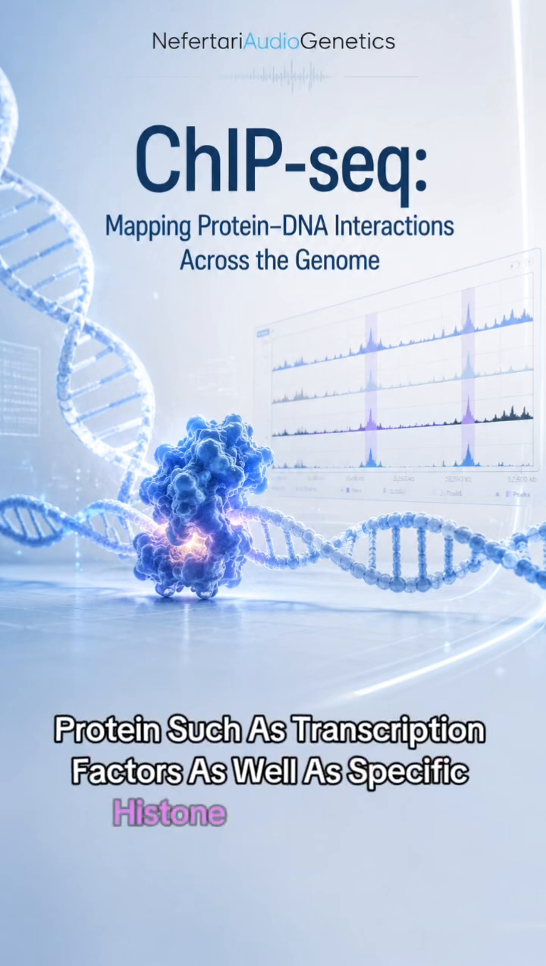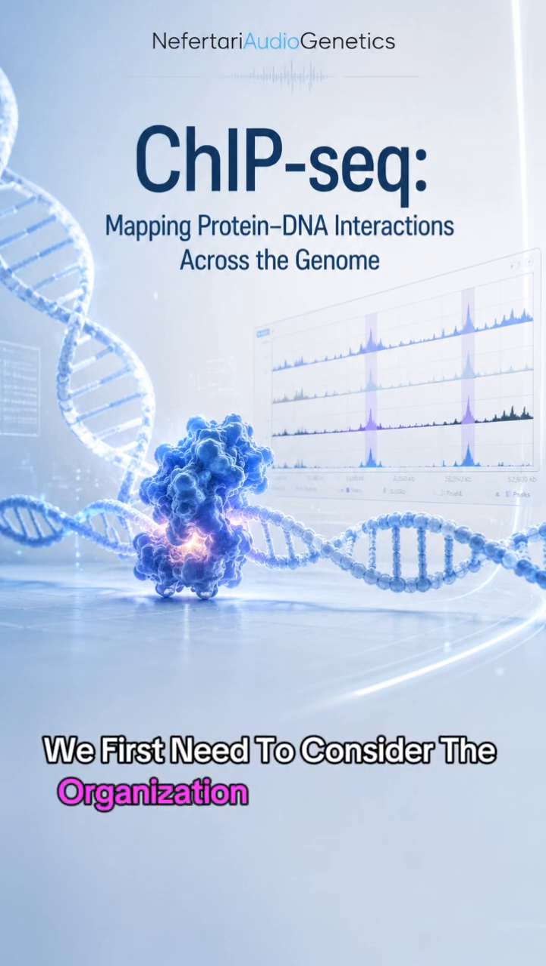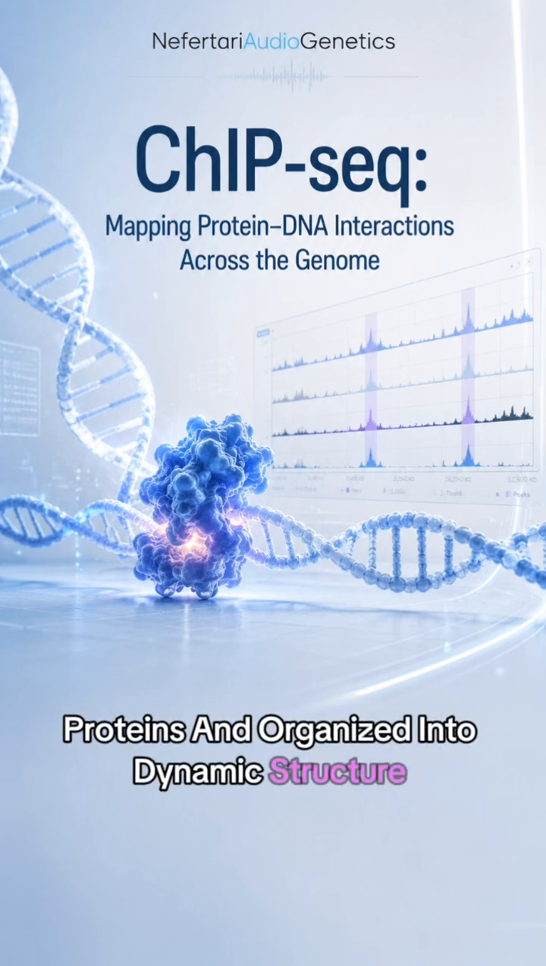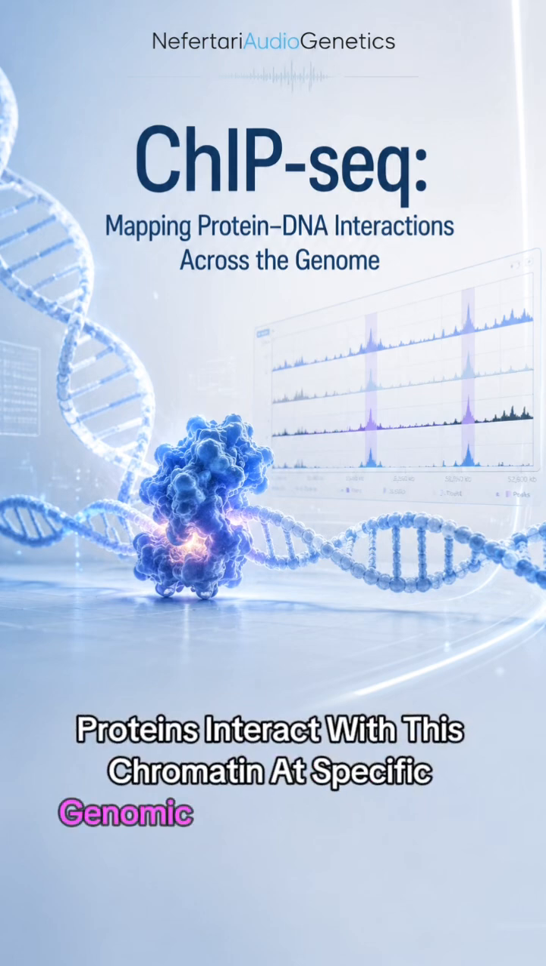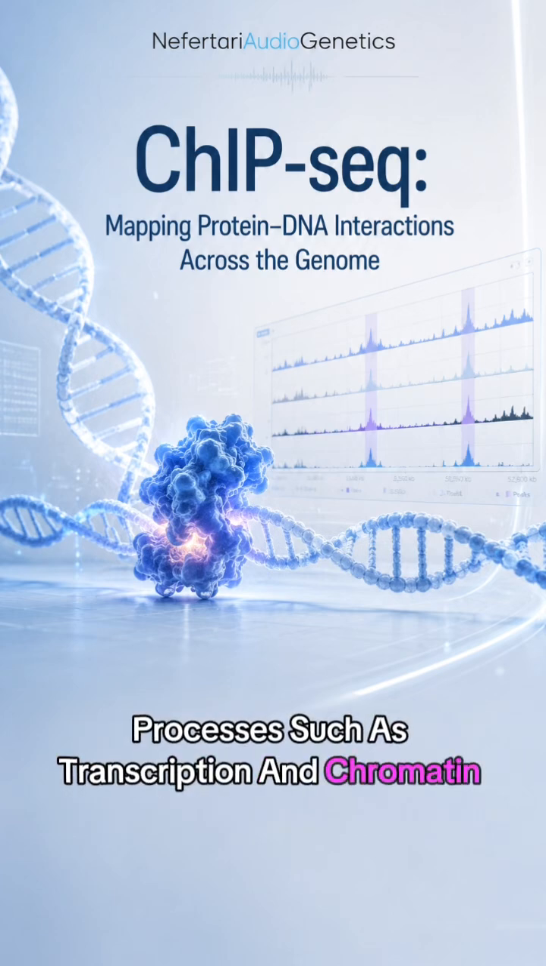as specific histone modifications. To understand how ChIP-seq works, we first need to consider the organization of the genome. DNA is packaged into chromatin, where it is associated with histone proteins and organized into dynamic structures. Regulatory proteins interact with this chromatin at specific genomic regions, influencing processes such as transcription and chromatin regulation.